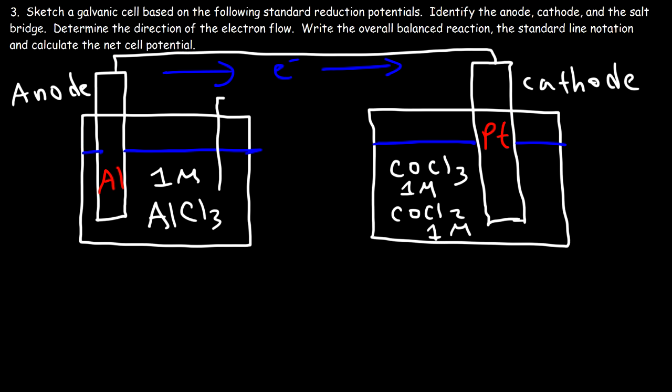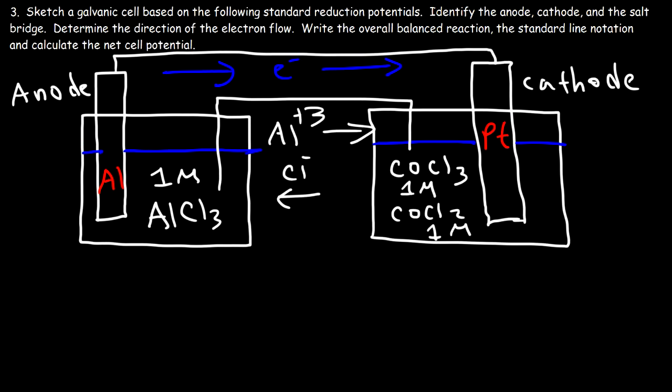And let's not forget the salt bridge. So as we said before, cations, like the aluminum 3 plus cation, will flow towards the cathode, and anions, in this case chloride, will flow towards the anode. So this is the half reaction that's associated with the anode. And this is the half reaction associated with the cathode.